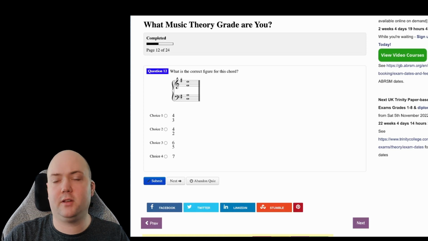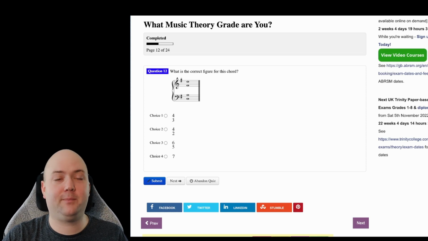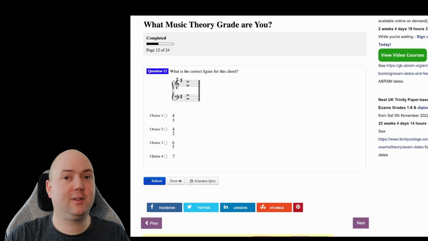And that's another thing you can do: notice that some of them had the third in the bass, more than one had the third in the bass. So you know those aren't correct. That's an easy way to do an elimination.